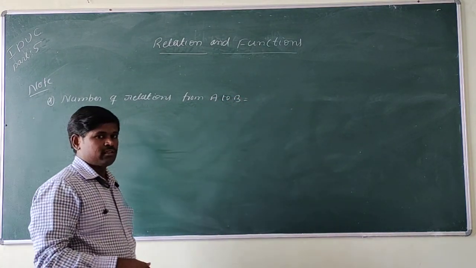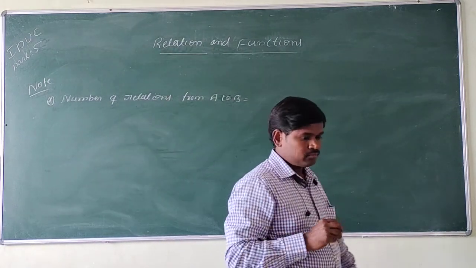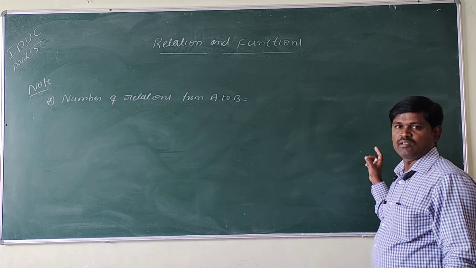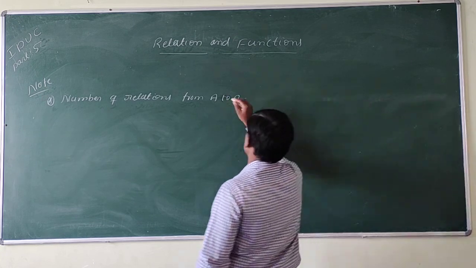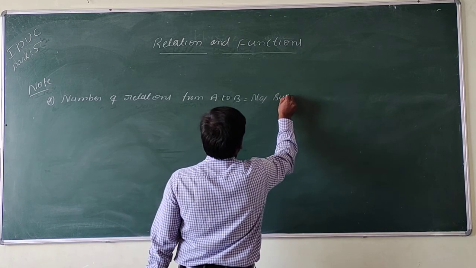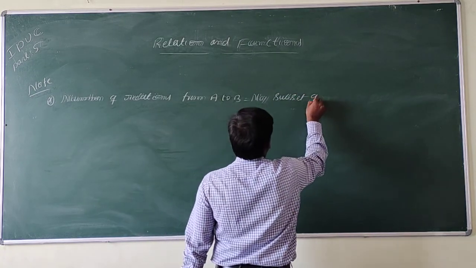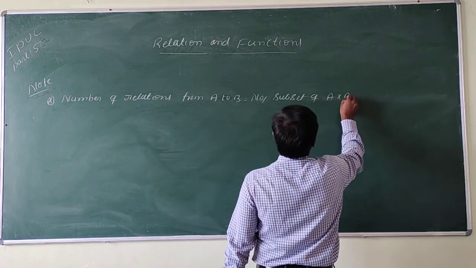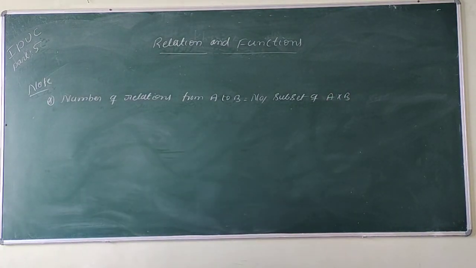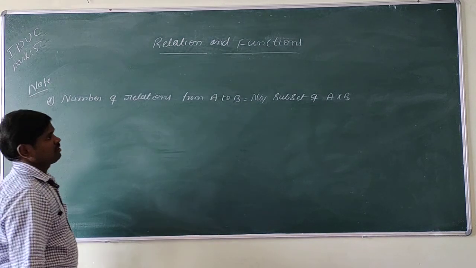Already you know that the number of relations from A to B is equal to the number of subsets of A cross B. So the number of relations from A to B is equal to the number of subsets of A cross B.